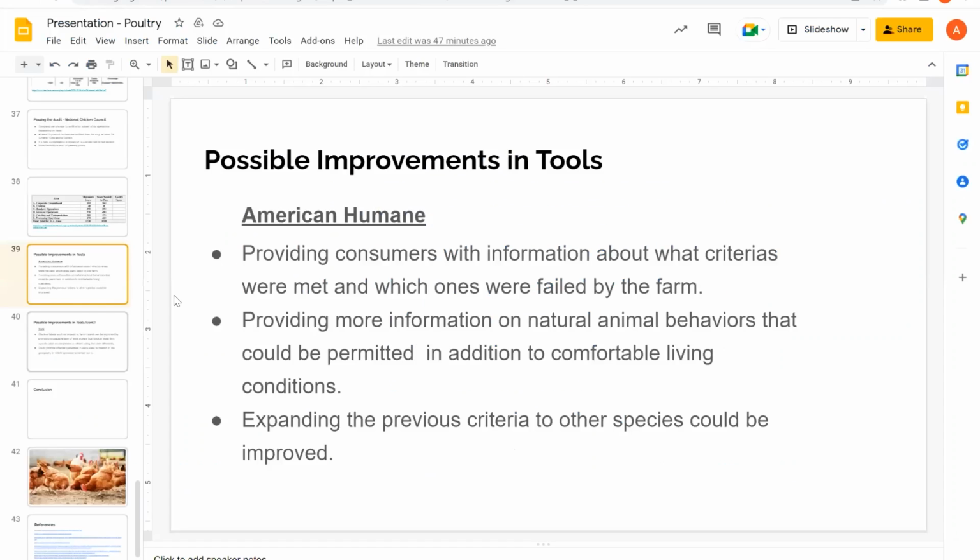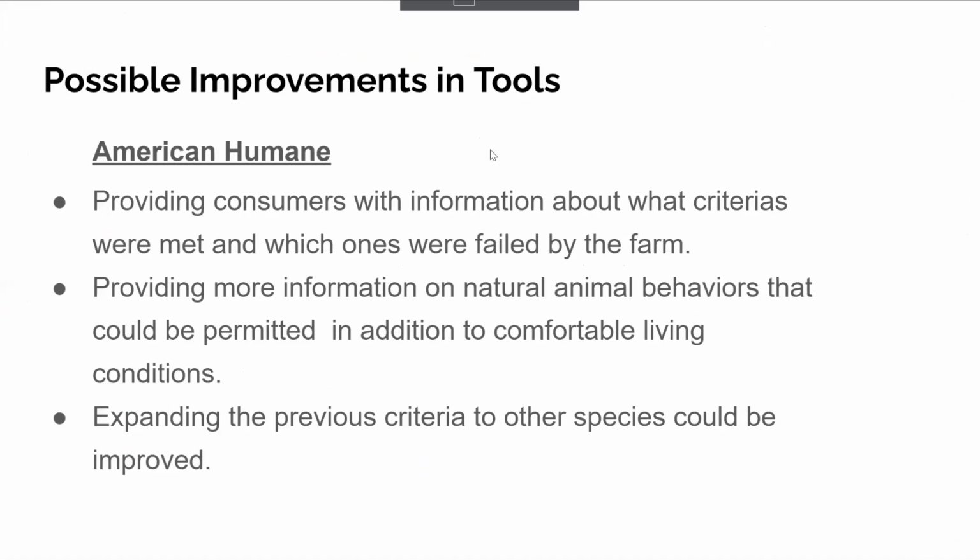Improvements in tools. We got the American Humane. There could be an improvement in providing consumers with information about what criteria were met and which ones were fulfilled by the farm. Providing more information on natural animal behaviors that could be permitted in addition to comfortable living conditions. Expanding the previous criteria to other species could be improved as well.